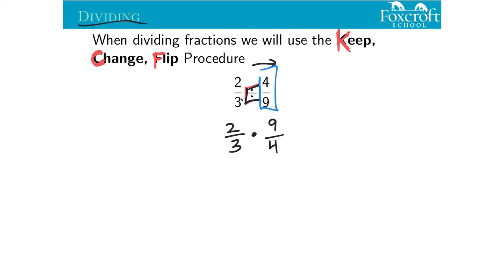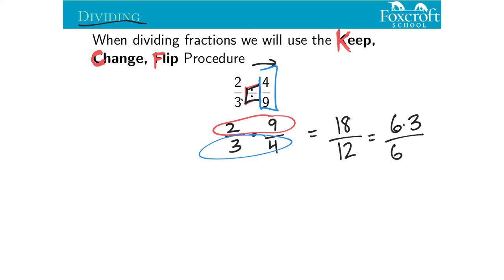So this process is just changing a division problem into a multiplication problem. And we just learned how to do multiplication across the numerator, across the denominator. 2 times 9 is 18. 3 times 4 is 12. It turns out both those numbers are divisible by 6. So my final answer is 3/2.